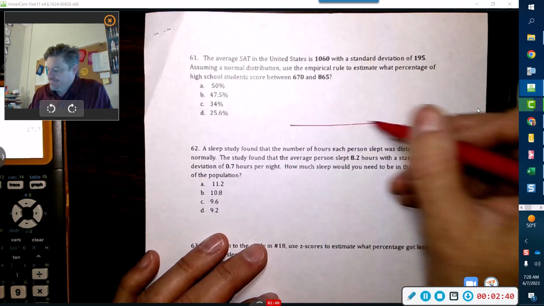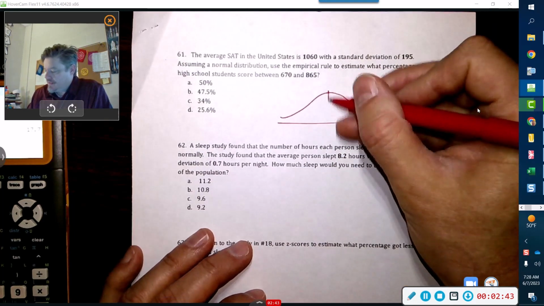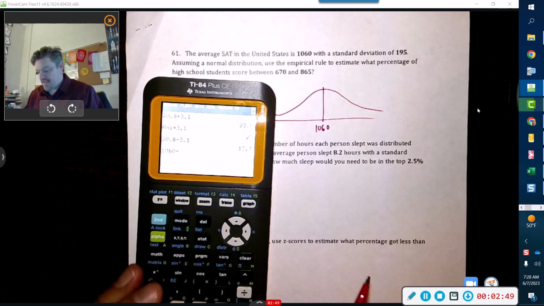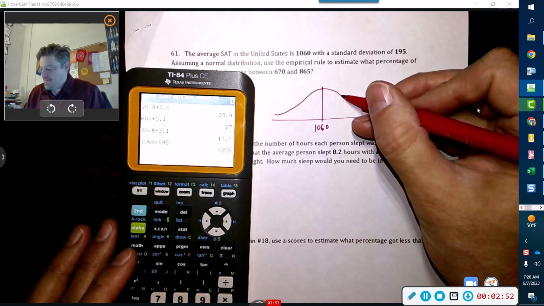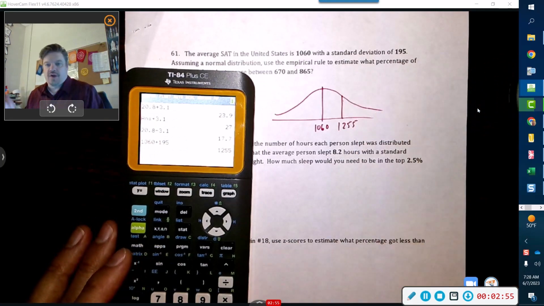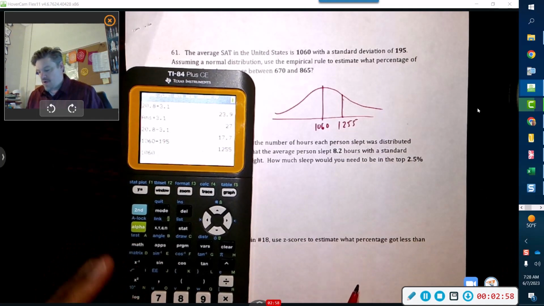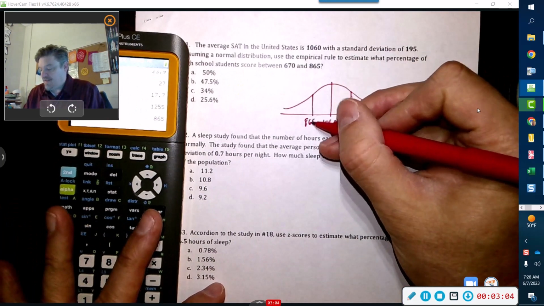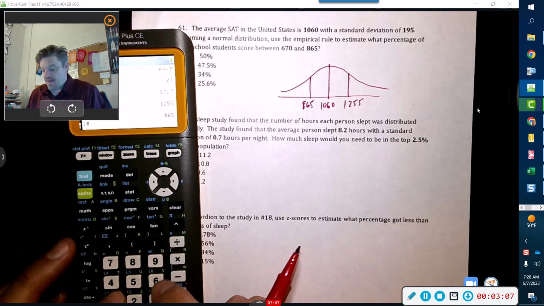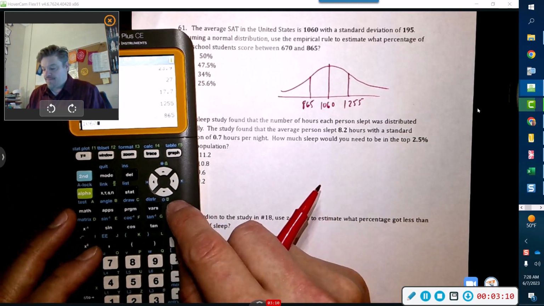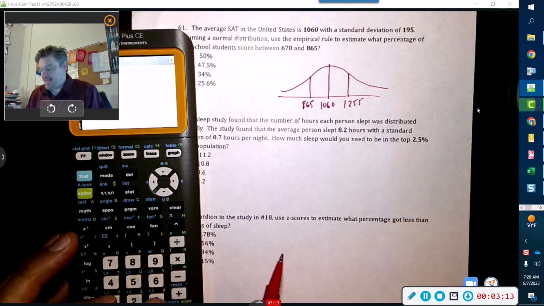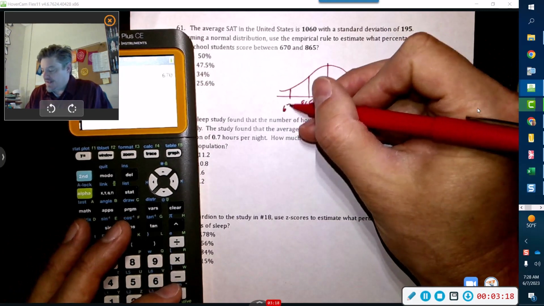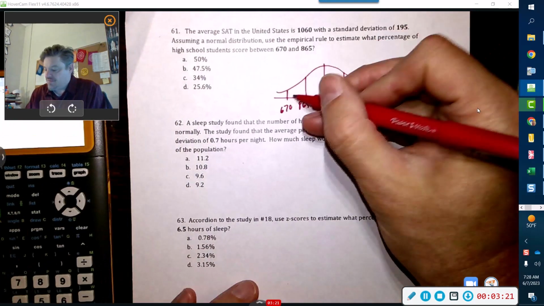All right, so 1060 is right here, and they said that 195 is the standard deviation, so we are at 1255 that way, so we're going to go the other way. Minus 195, there's 865. So that's one standard deviation below. Then 865 minus 195 again will take me to 670. So what they're asking for is what is this region right here?